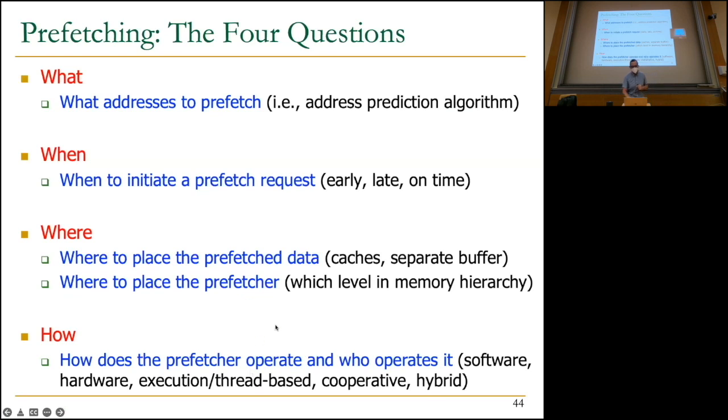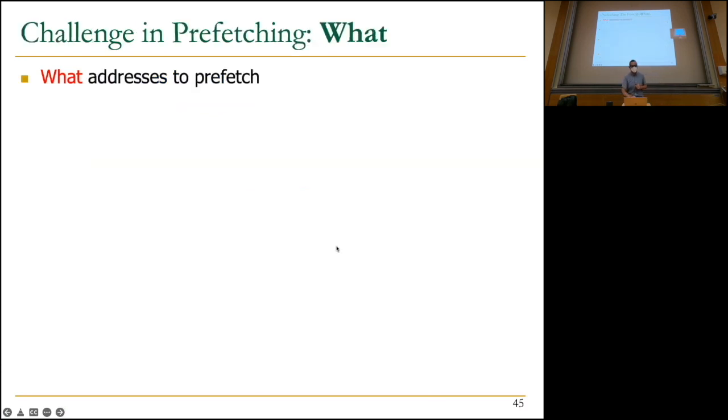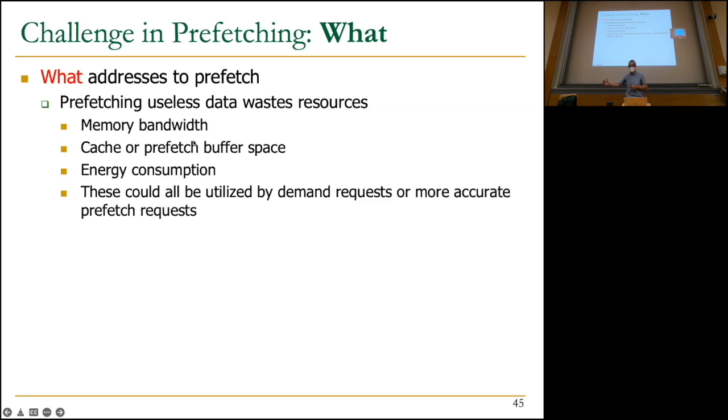So, okay, let's go into some of these questions. What is interesting, and we're going to cover some algorithms. What addresses do you prefetch? Prefetching useless data clearly wastes resources. And these resources are many in the memory system: memory bandwidth, cache or prefetch buffer space, and energy consumption. If you go to memory to prefetch data, you're actually exercising it, and if that access is useless, you're potentially wasting a lot of energy also. All of these resources can be utilized by demand requests or more accurate prefetch requests. Prefetch requests have potentially different accuracies. Some of them may be accurate, some of them are inaccurate. If you can figure that out and drop the inaccurate prefetches that you don't have confidence in, then you can save a lot of these resources. People have developed a lot of interesting algorithms to decide what addresses to prefetch.